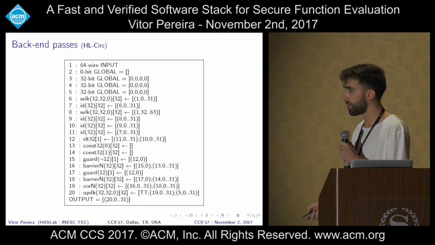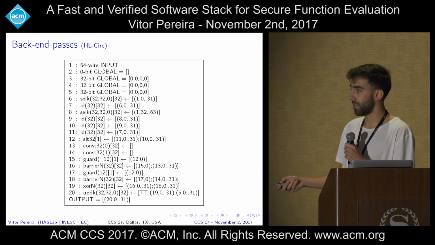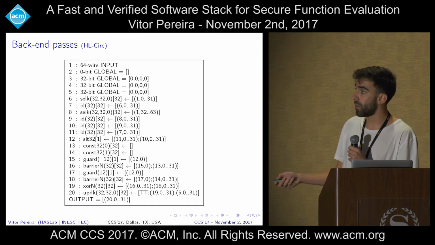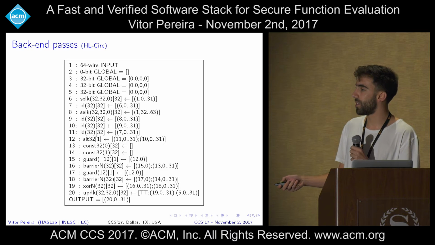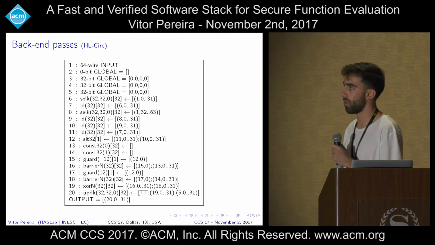For readability, we can see that the final line, the output, just says that the output is the first 32 bits of line 20. And we can see that line 20 is an update gate that transposes the first 32 bits of line 19 into the first 32 bits of line 5. And one can continue moving on from bottom to top until reading this program like this.